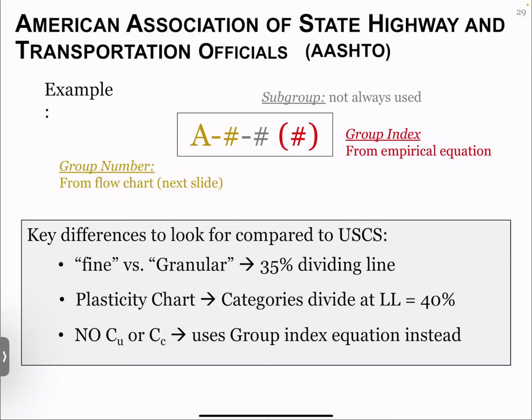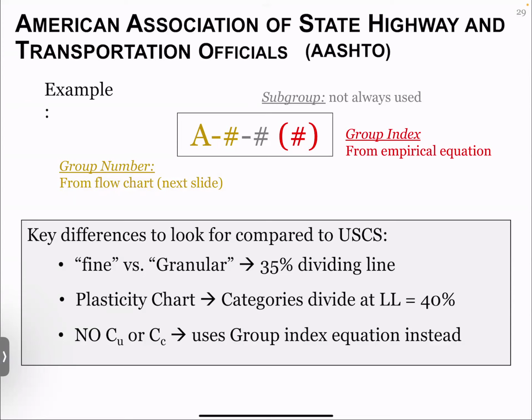The plasticity chart, I don't know why they did this. They're just like, we can't copy the USCS exactly. So instead of 50% liquid limit, they do 40% liquid limit. So the plasticity chart, they still use one. It looks oddly similar, but they just shifted the liquid limit down 10% to distinguish between clay soils of high plasticity or silty soils of low plasticity.